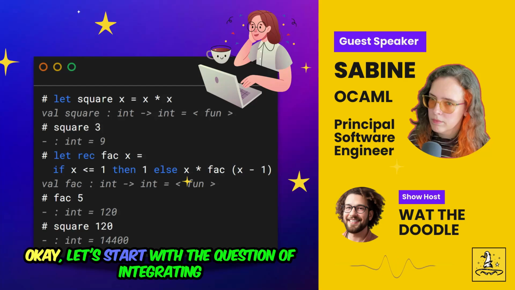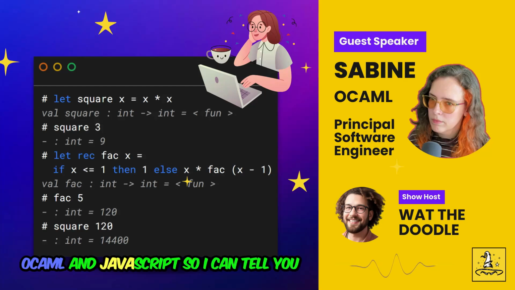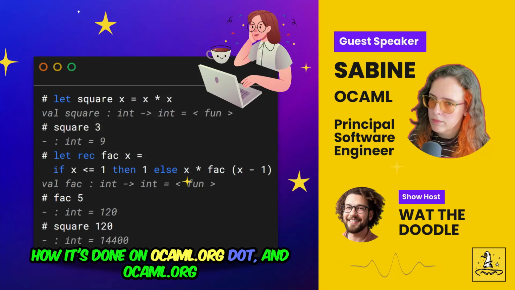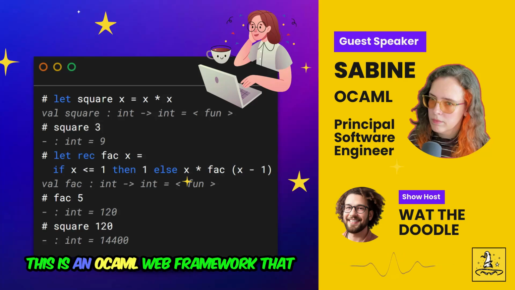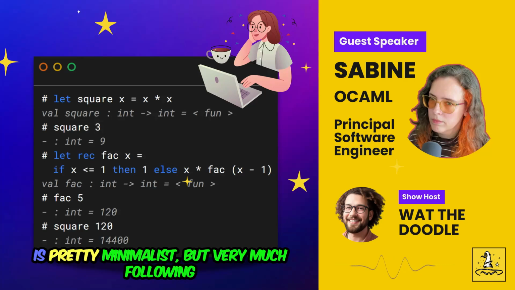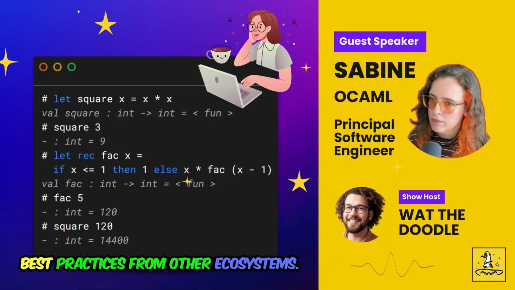Okay, let's start with the question of integrating OCaml and JavaScript. So I can tell you how it's done on OCaml.org. And OCaml.org is built on the Dream web framework. This is an OCaml web framework that is pretty minimalist, but very much following best practices from other ecosystems. So someone who's used Sinatra or Flask would feel right at home with Dream.